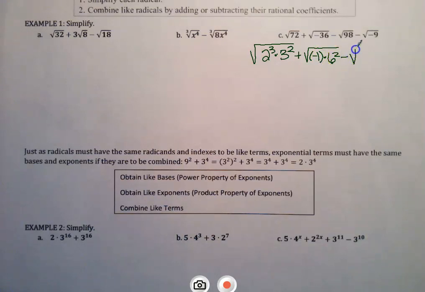Okay, how about minus the square root of 98? If we don't know, do division by primes. So 2 goes into 98 how many times? 49. What could I divide 49 by? 7. And I get 7. So I have 7 squared times 2, and then minus the square root of negative 9.